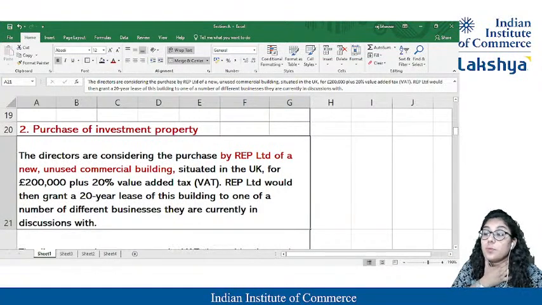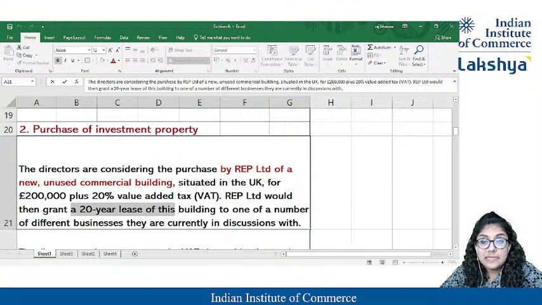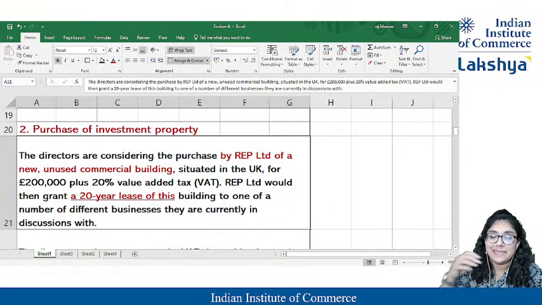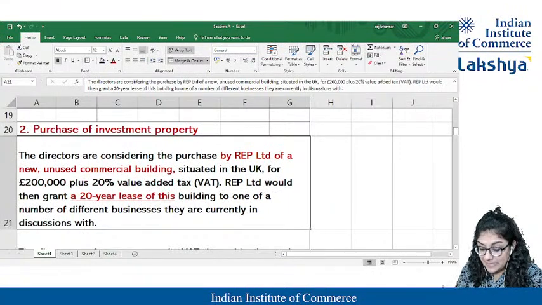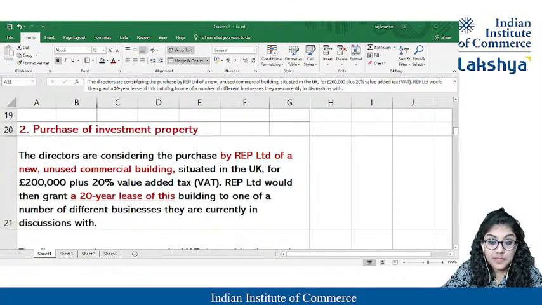20 years lease, so big. So they have given a 20 years lease of the building to one of the number of different businesses that they were doing. Guys, when it is a 20 years lease, you should get a hint that it cannot be utilized, it is an exempt supply, so maybe there could be a problem.